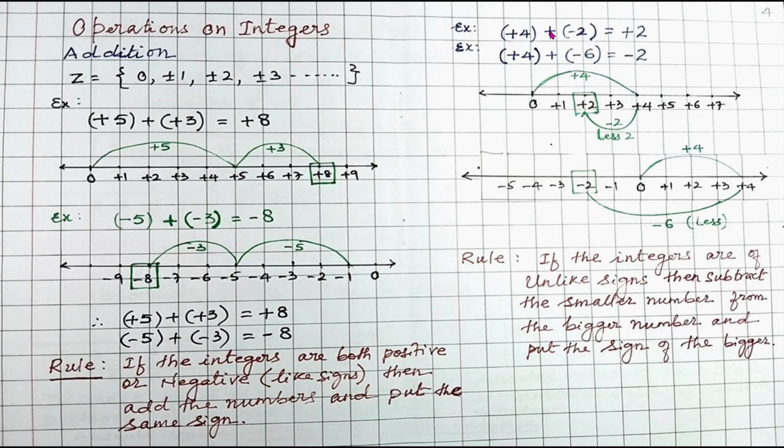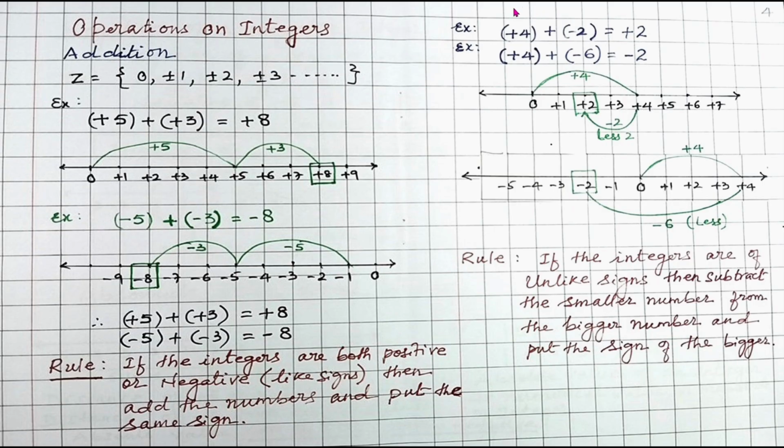Here I have taken one more example. Plus 4 plus minus 2 is plus 2. Plus 4 plus minus 6 is minus 2. Let us understand this. On the number line, plus 4 means 4 steps to the right. Then minus 2 means 2 steps to the left, that is plus 2. Therefore the addition of plus 4 and minus 2 is plus 2. Similarly, I take plus 4 to the right, and minus 6 to the left. From 4, 6 steps to the left gives me minus 2. Therefore plus 4 plus minus 6 is minus 2.